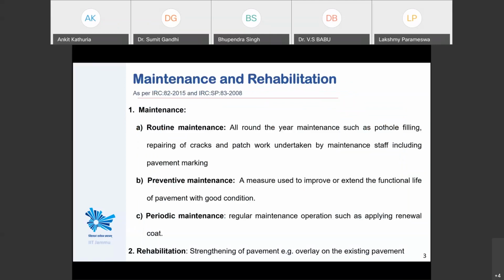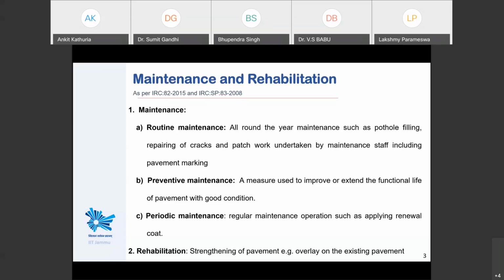To go in detail about maintenance and rehabilitation, let's look first at the definitions that are given by the IRC code. Maintenance is divided into 3 parts, which is the routine maintenance, preventive maintenance, and the periodic maintenance. The routine maintenance is the maintenance which happens around the year, such as pothole filling, repairing of cracks and patchwork, which is undertaken by maintenance staff, comes as part of routine maintenance.